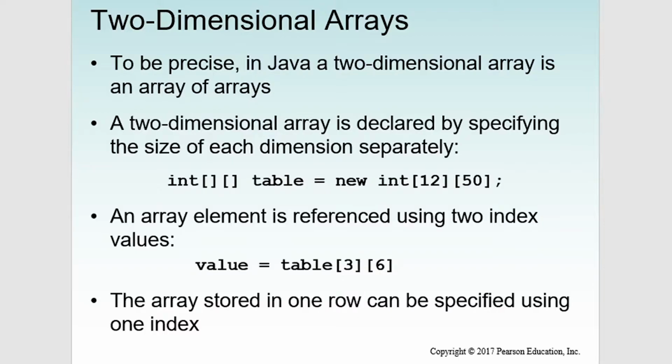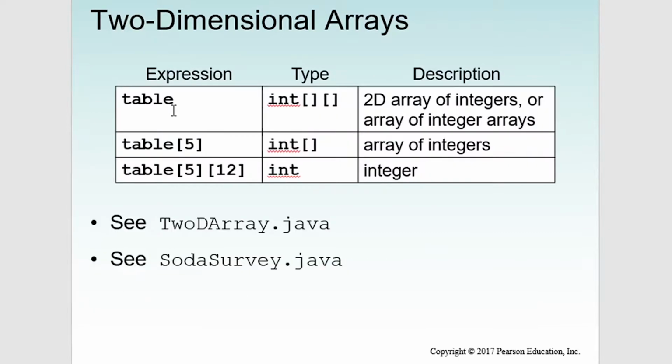The array stored in one row can be specified using one index. So here they're saying if you have a two-dimensional array and the name of that variable is table, table references that 2D array, while table at some index references an array of integers, and then table with two indexes will reference that one integer at that one spot. See 2D array in Soto survey.